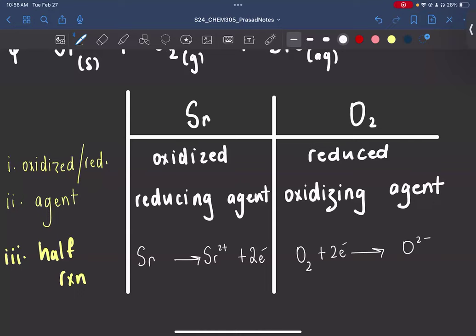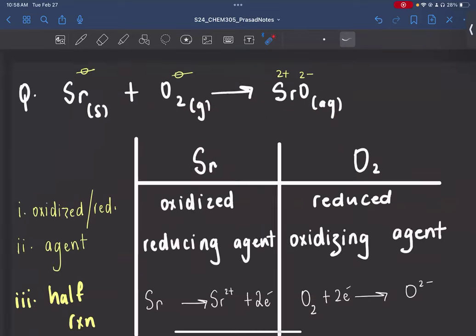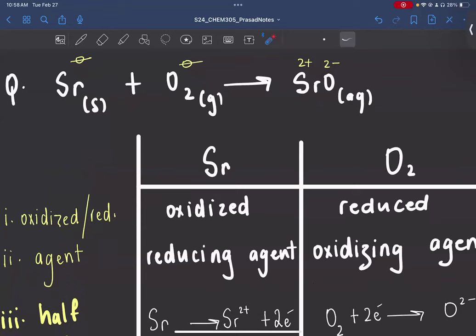Okay. Now, for good measure, we need to check to see if our equation is balanced. You have a choice. You can either try to balance the half reactions first or balance the original reaction. I'm going to recommend you always balance the original reaction first. So coming back up here, let's quickly balance this. Strontium is fine. One on the left, one on the right. Oxygen is not fine. There's two on the left and one on the right. To balance this, we simply put two.